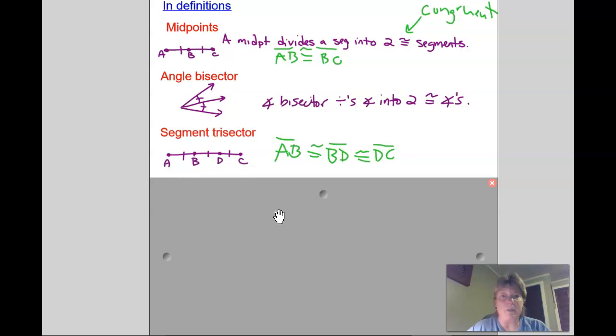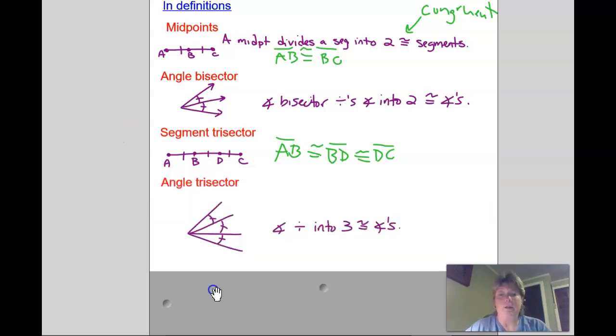Again, I want to make sure we understand that I'm talking about the segment being trisected. You can't trisect a line. A line has infinite length, and you can't divide something of infinite length into three equal pieces. Same thing with dividing it into two equal pieces: you can't bisect a line, you can only bisect segments. You also can't bisect a ray. The only things you can bisect and trisect and cut into equal pieces are things that are finite in length, so that's just segments. And then the last one is an angle trisector. Similar to the angle bisector, an angle trisector divides the larger angle into three congruent angles.